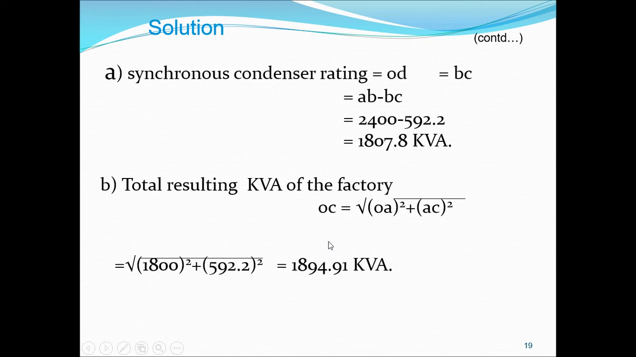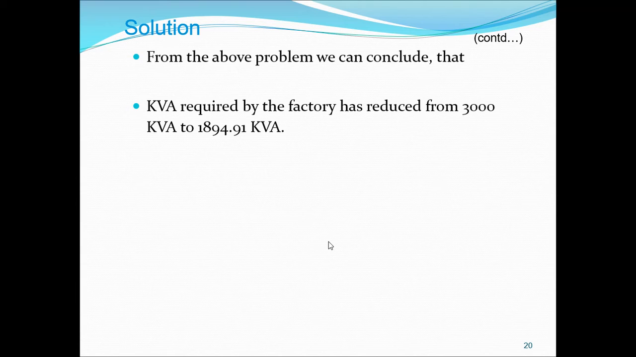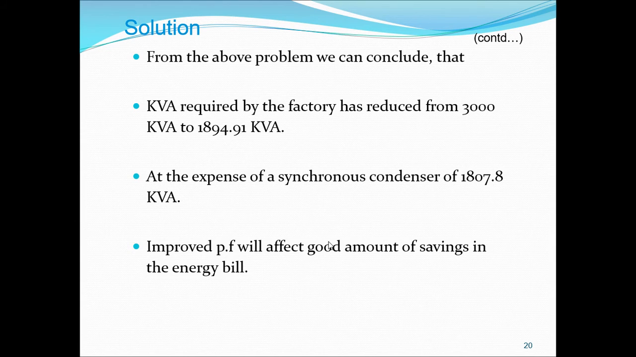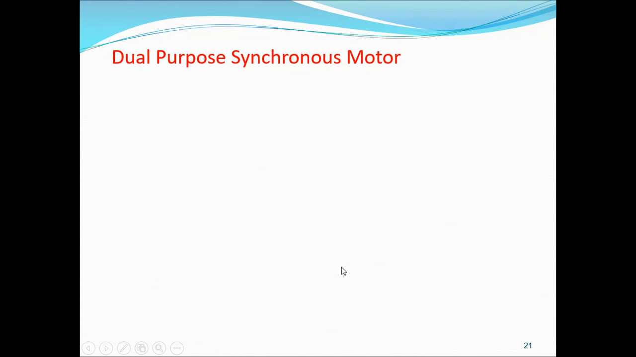So this is the value here. So from this, the kVA required by the factory is reduced from 3000 kVA to 1894 kVA. So with the installation of a synchronous condenser of 1807.8 kVA, the improved power factor will affect a good amount of saving in the energy meter.